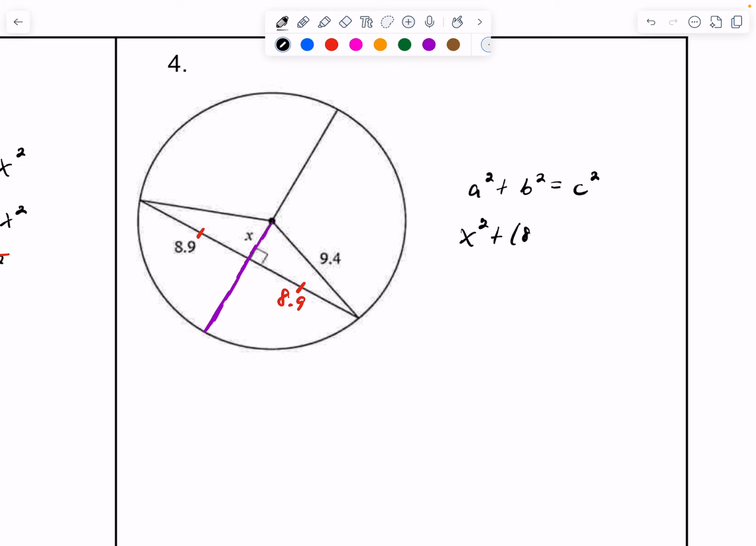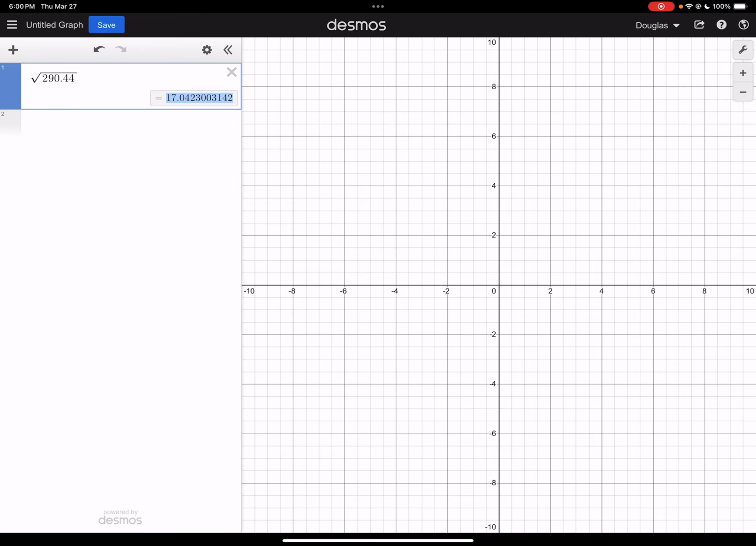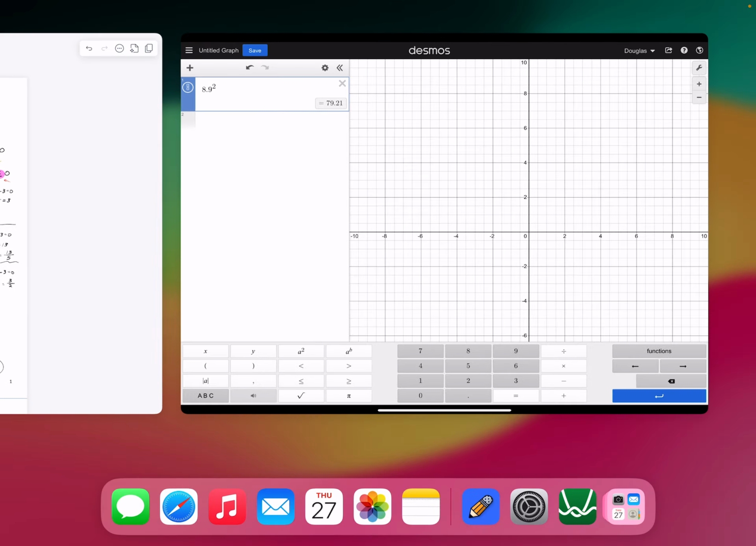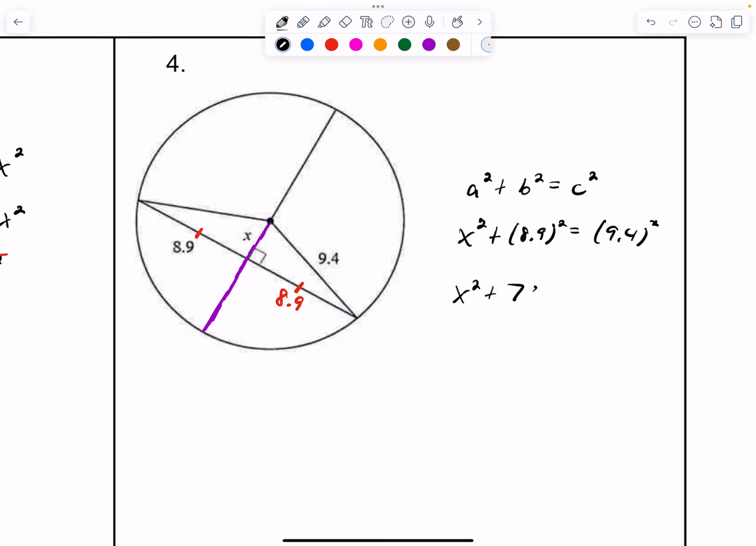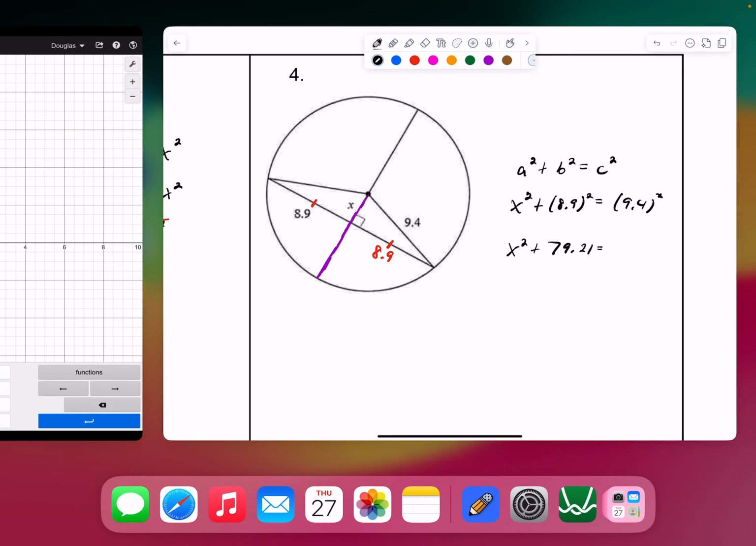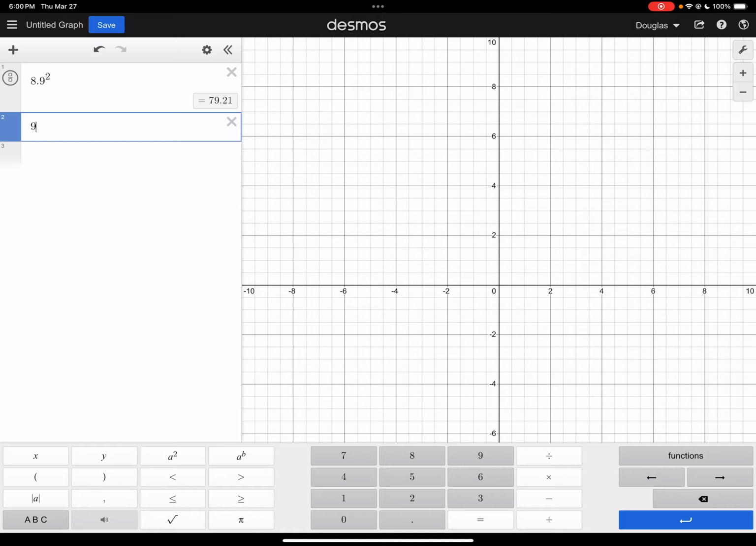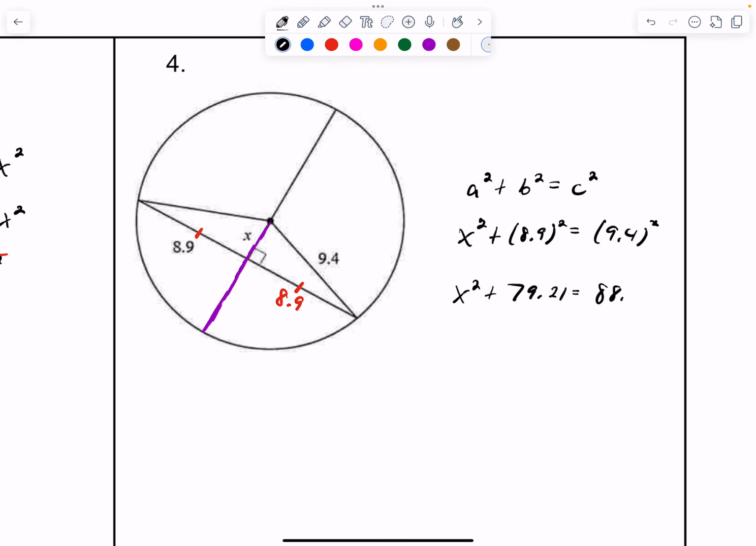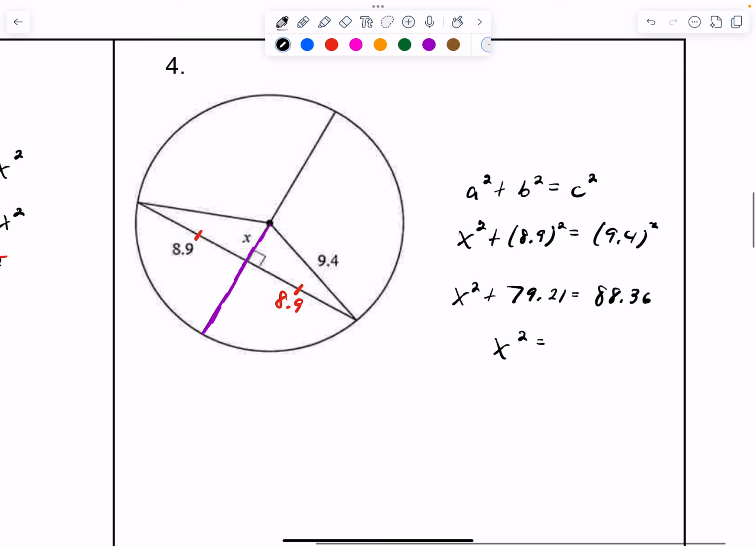x squared plus 8.9 squared equals the hypotenuse of 9.4 squared. So we got 8.9 squared, which is 79.21, equals 9.4 squared, which is 88.36. Move that over, which is going to be, is that going to be 9.15, I believe? Confirm.